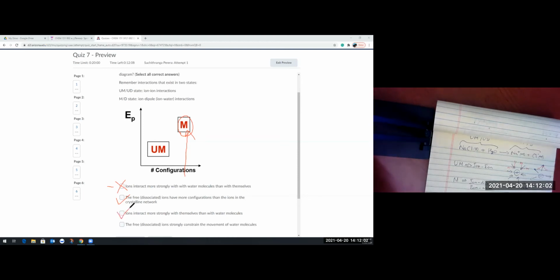Last statement: the free ions strongly constrain the movement of the water molecules. What can you tell me about that? Yes or no? That is not true. If it is constraining the movement of the water molecules, you should have a lower number of configurations in the mixed state compared to the unmixed state. Since you have a higher number of configurations in the mixed state, the decrease in the number of configurations should be lower. That's what this says. So the fourth statement is incorrect. Therefore, the correct statements are B and C.